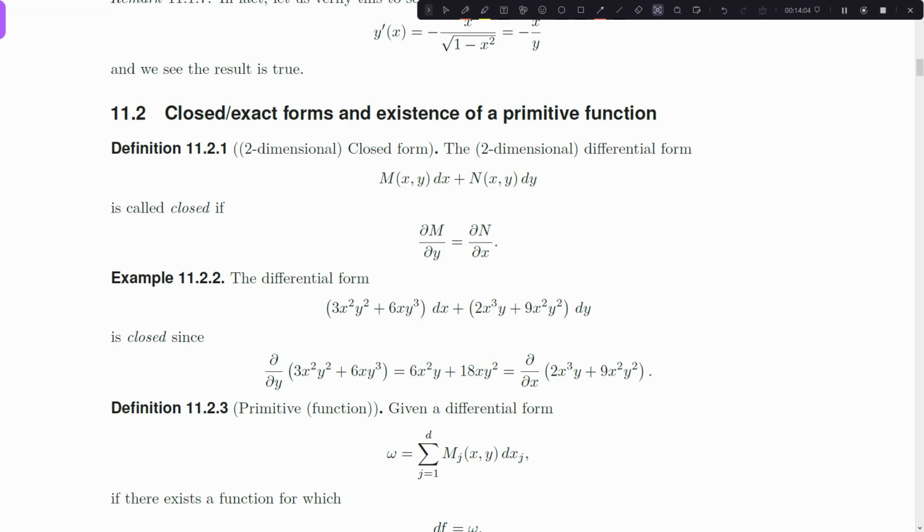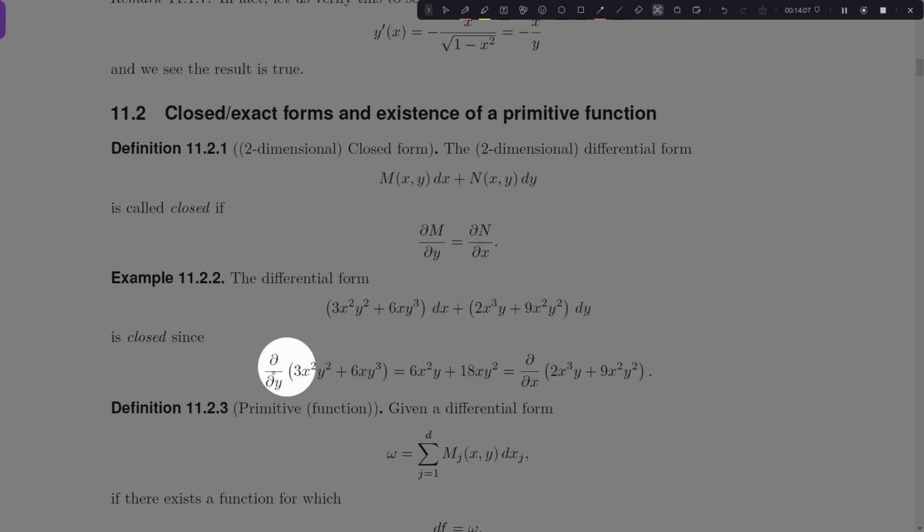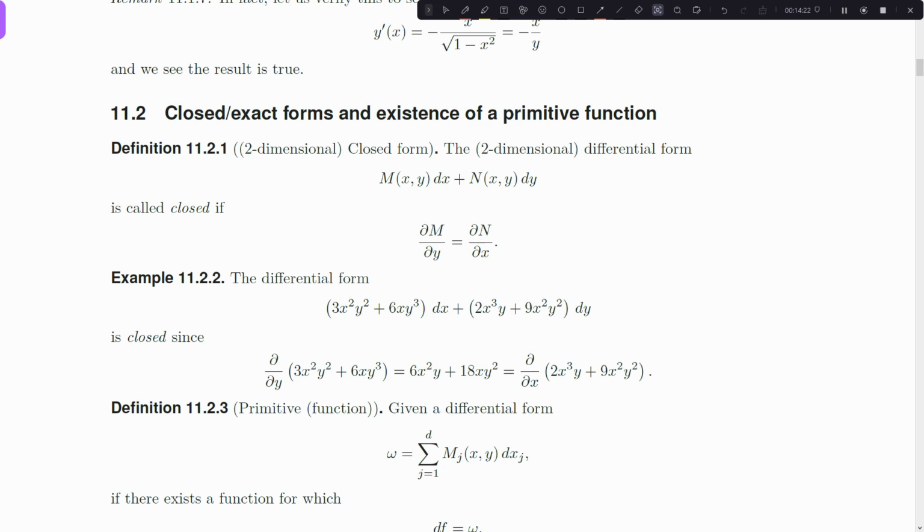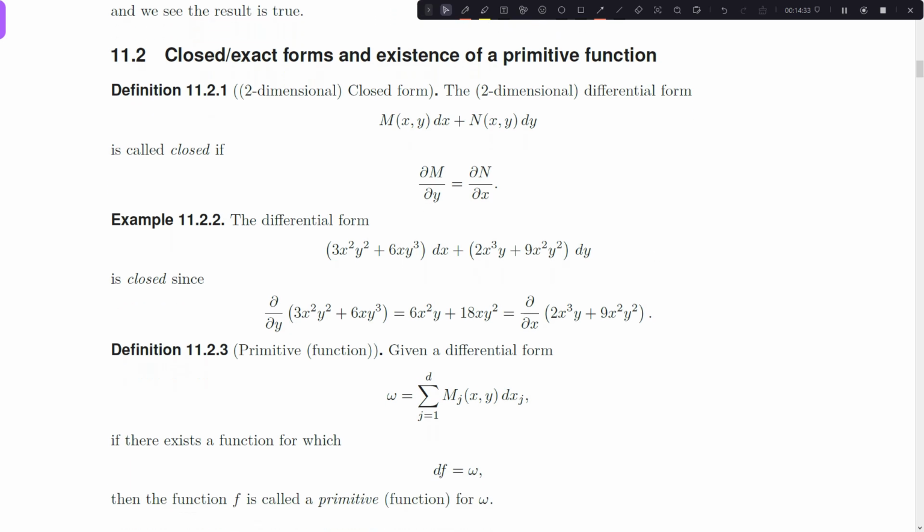And I have an example of a differential form which happens to be closed here, because if we computed a derivative in y, we get the following. If we compute a derivative in x, we get the same. And so since the x derivative of n and the y derivative of m were equal, then we have something that's closed. Now, what's nice is that we're going to see that these closed forms have what we call a primitive function. But let's actually define what a primitive function might be.